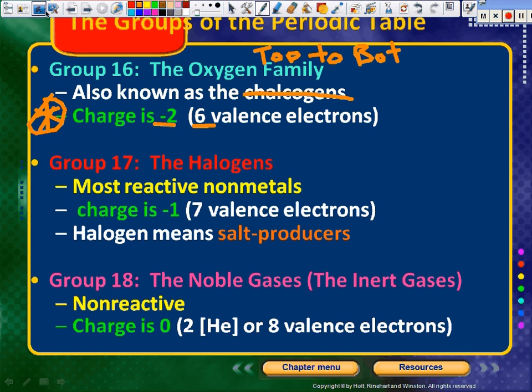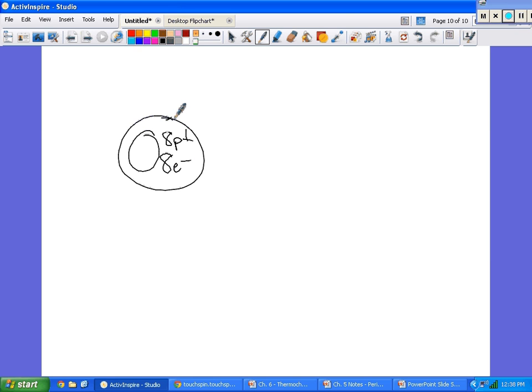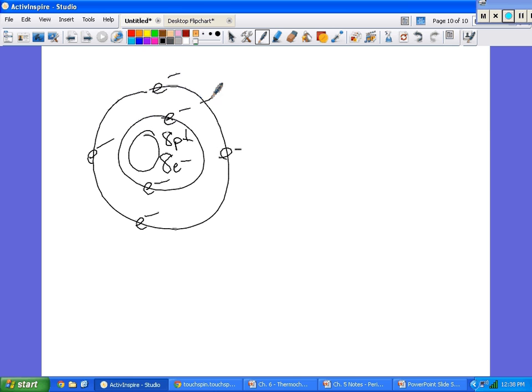Oxygen has how many protons and electrons? 8. Very good. So we've got 8 protons, 8 electrons. How many does the first ring hold? 2. All right. I've got 8 total. How many have I used? How many do I have left? 6. So I need to put 6. So I've got 1, 2, 3, 4, 5, needs 6. What's wrong with oxygen? It needs places for 2, right?